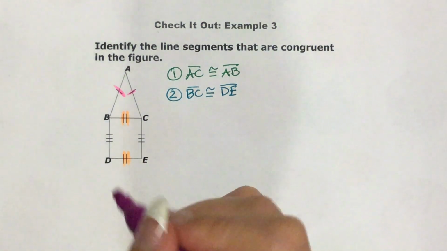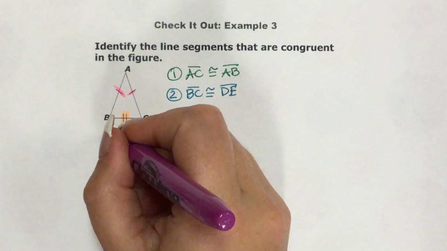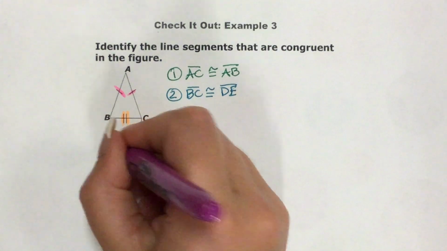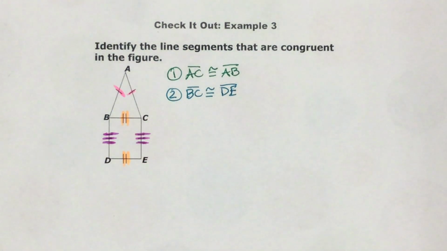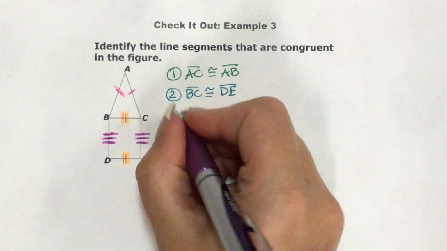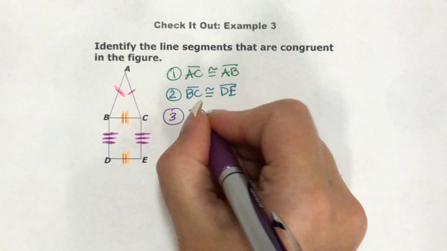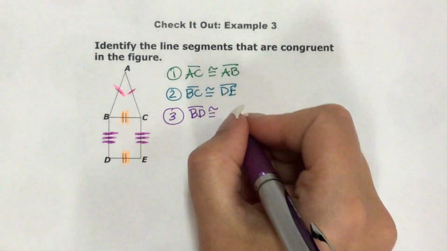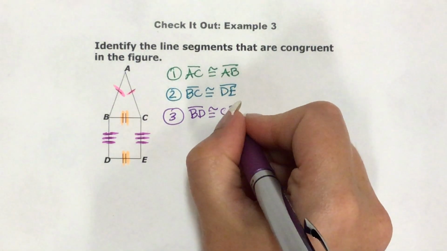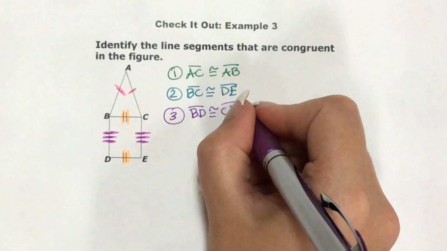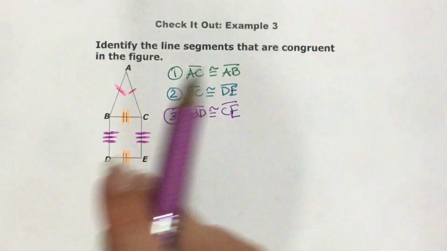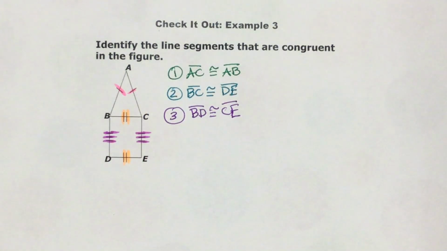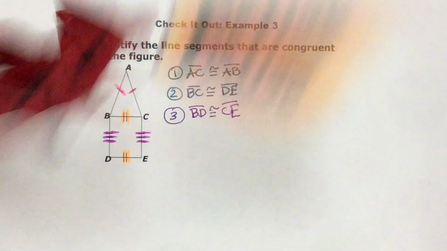If you have three tick marks, one, two, three, BD is congruent to CE right there. That's the third one. So BD is congruent to CE. I have to put my little line segment mark on top of there. I got too excited. If you got all three of those right, you did a great job, and we'll see you next time. Bye-bye.